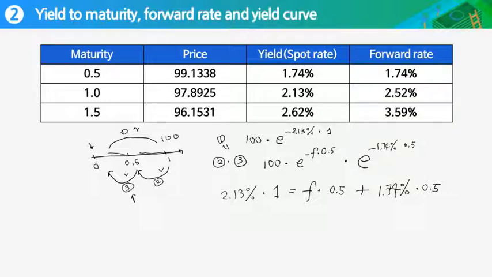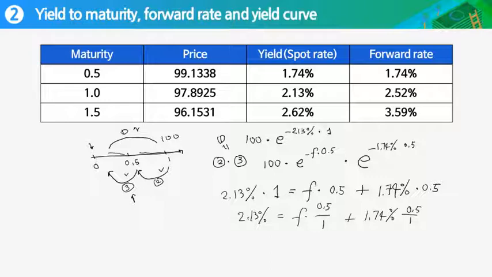So this 2.13% is basically, if we divide each side by 1 year, this is F times 0.5 over 1 plus 1.74% times 0.5 over 1, right? So this long spot rate is a weighted average of forward rate and short-term rate.